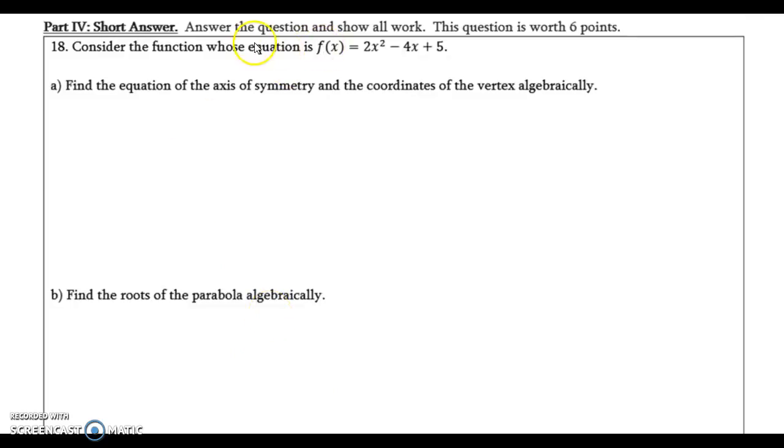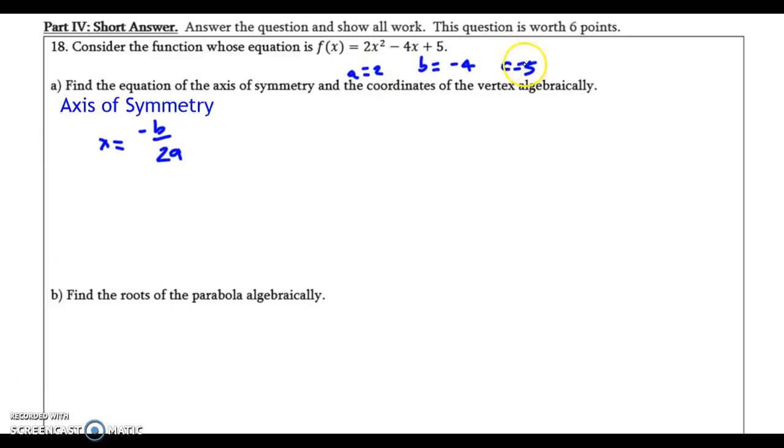It talks about this quadratic equation, and it says find the equation of the axis of symmetry and the coordinates of the vertex algebraically. Here's the method to do it. You need to remember a very simple formula. This handy formula, x equals negative b over 2a, that's going to give you the axis of symmetry. So when I look at this equation, I have an a value, a b value, and a c value. So we're going to label those values as a, b, and c.